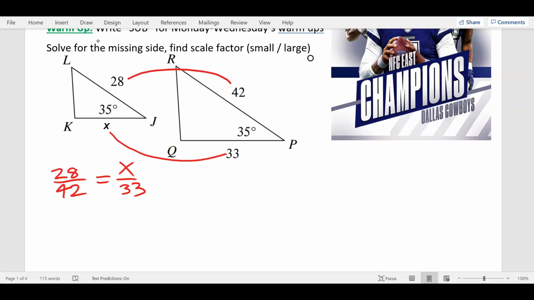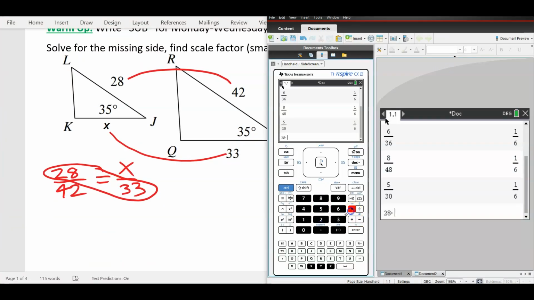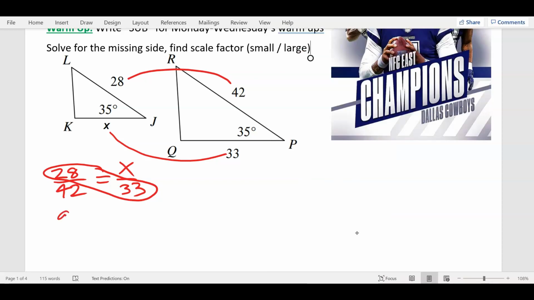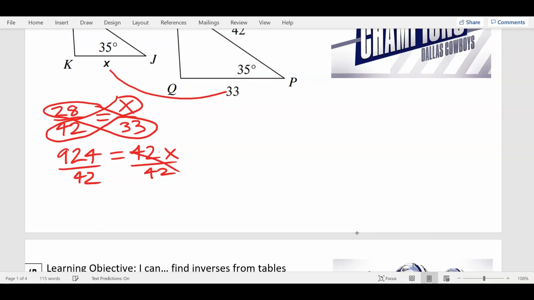Now you either do butterfly method or cross multiplying and dividing. You cross, don't forget to multiply, so that's 28 times 33 gives me 924, equals, and then when I cross multiply again, I get 42 and x, which is 42 times x, 42x. Now remember, 42 and x, since they're being multiplied, that's a coefficient. To get rid of that 42 and get x by itself, we need to divide by 42. These cancel out. And what is 924 divided by 42?